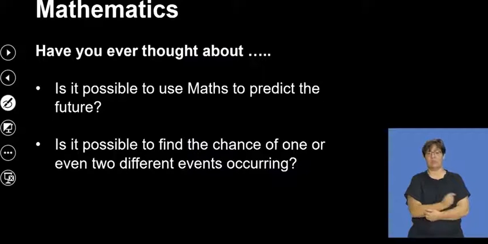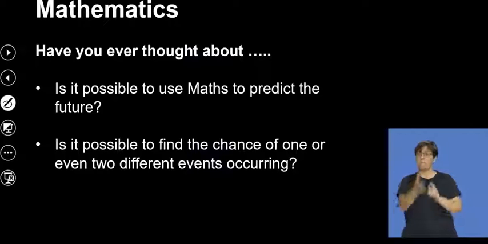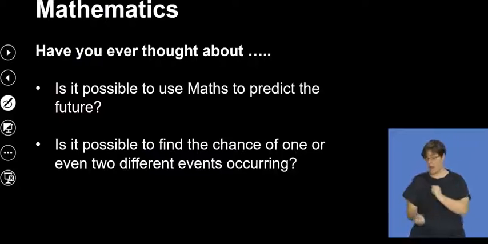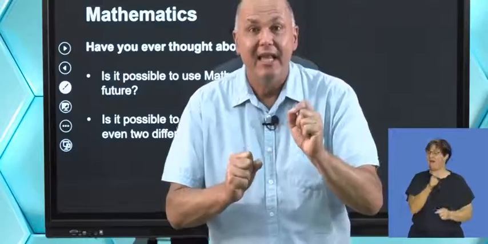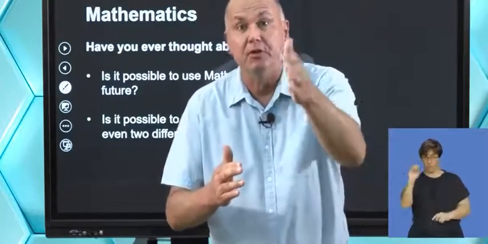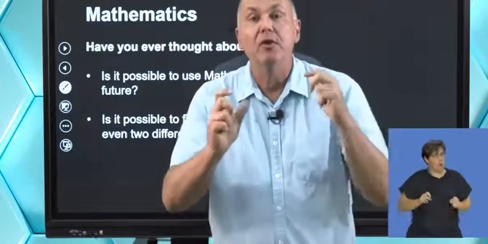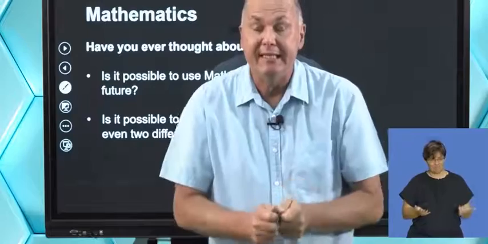The first one is: is it possible to use maths to predict the future? Is it possible to find the chance of one or even two different events occurring? Well, fortunately, the probability rules help us with exactly that idea. It might not be able to tell us definitely what's going to happen tomorrow, but it will give us an idea of the chance of whether something can happen or won't happen on a particular date.